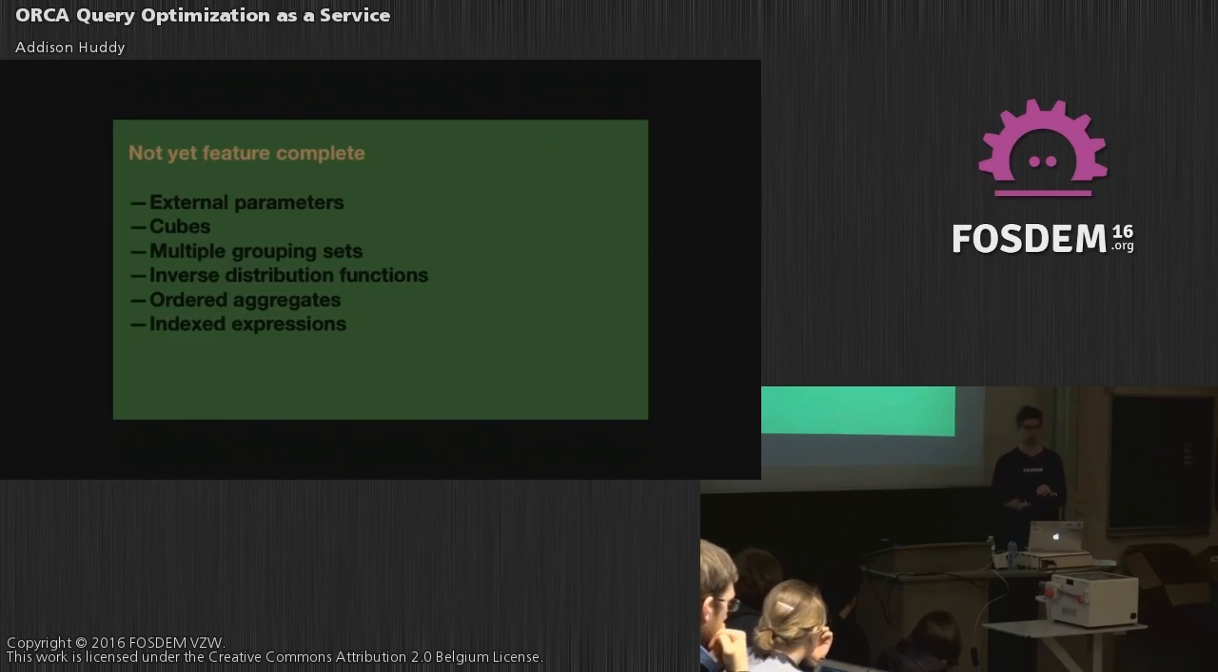It's not yet feature complete. There's a lot of things that it doesn't support yet: external parameters, ordered aggregates, index expressions. These are all things that the legacy Postgres planner supports.